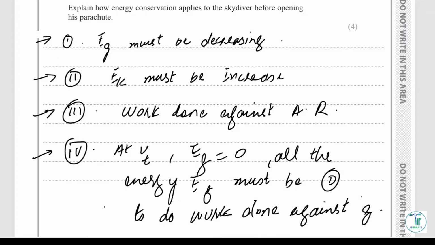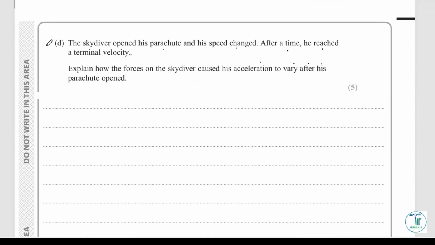Got it? Now, we've got the D part. The skydiver opened his parachute and his speed changed. After a time, he reached a terminal velocity. Explain how the forces acting on the skydiver caused this acceleration, and how this acceleration varied after the parachute opened.